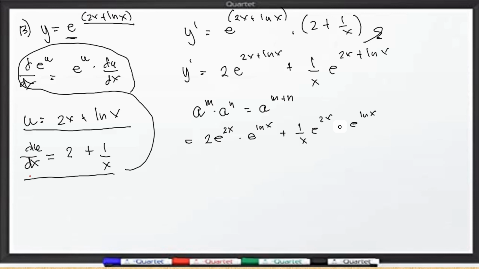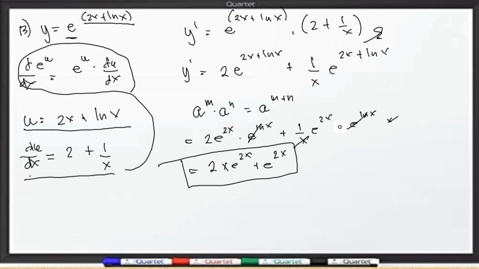Ayan. So, ganyan din po yung kakalabasan niyan, ano? So, ito po, e to the ln of x will be x. So, it will be 2x e to the 2x na lamang po. Okay? 2x e to the 2x. Ito naman po, 1 over x. Ito naman magiging x na lang. So, makakancel siya dito sa baba. So, plus e to the 2x. So, yan po ang ating parang magiging final answer. Kasi na-cancel yun, this will be x dito, may x sa baba, cancelled. So, ito na po ang ating final answer: 2x e to the 2x plus e to the 2x.